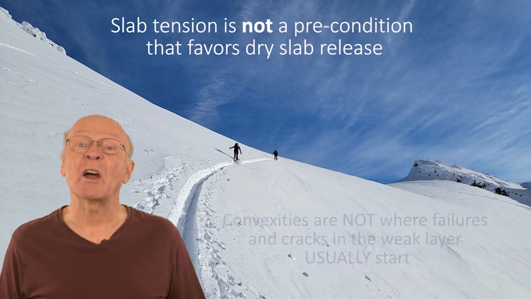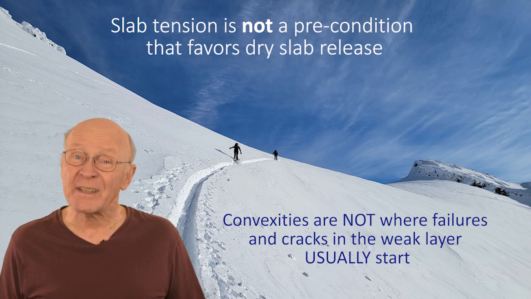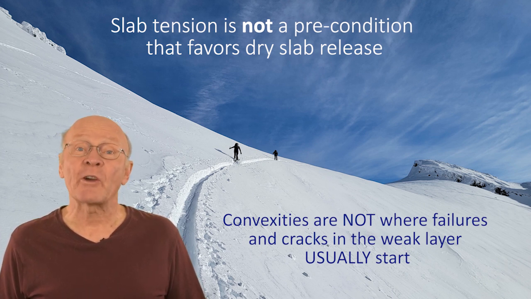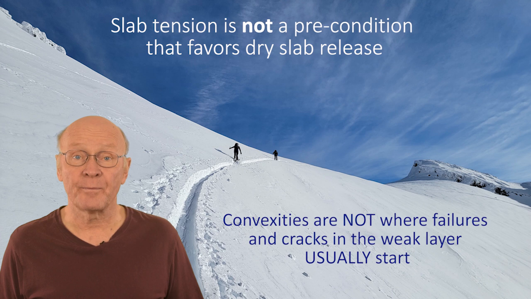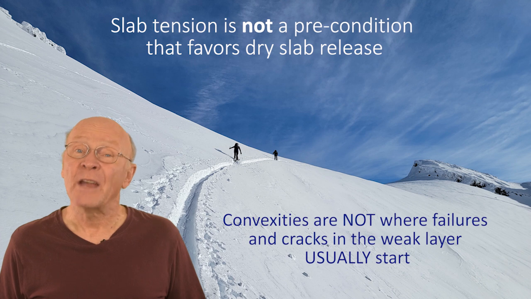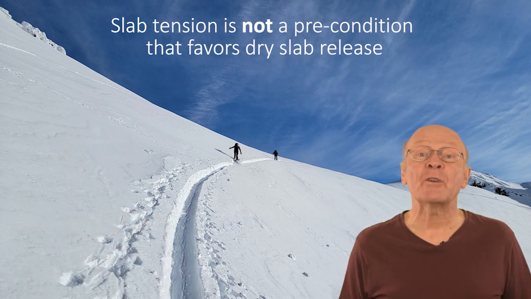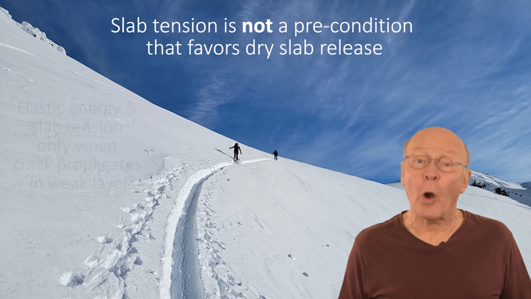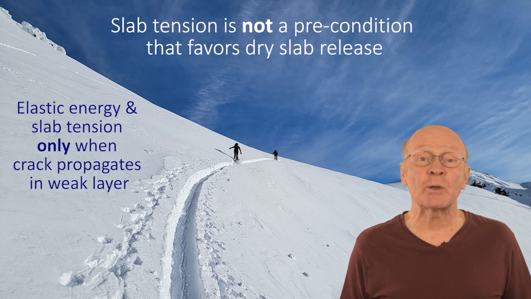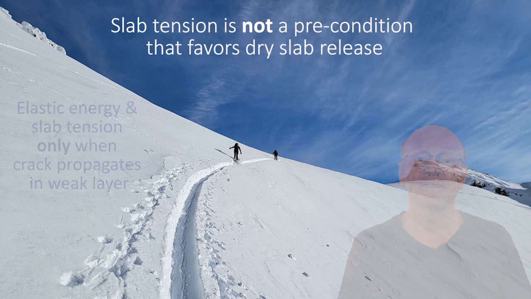While a few areas of limited slab tension likely exist at terrain like convexities, convexities are not where failures and cracks in the weak layers usually start. Terrain features such as convexities can contribute to the location of the crown fracture, but not to whether or not a slab avalanche occurs. Modern models and theory of slab avalanche release only show elastic energy and associated slab tension once a crack starts to propagate in the weak layer.